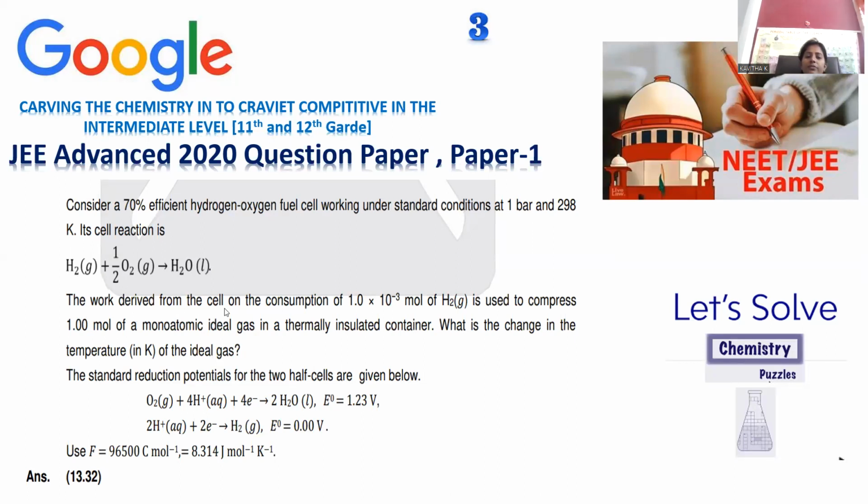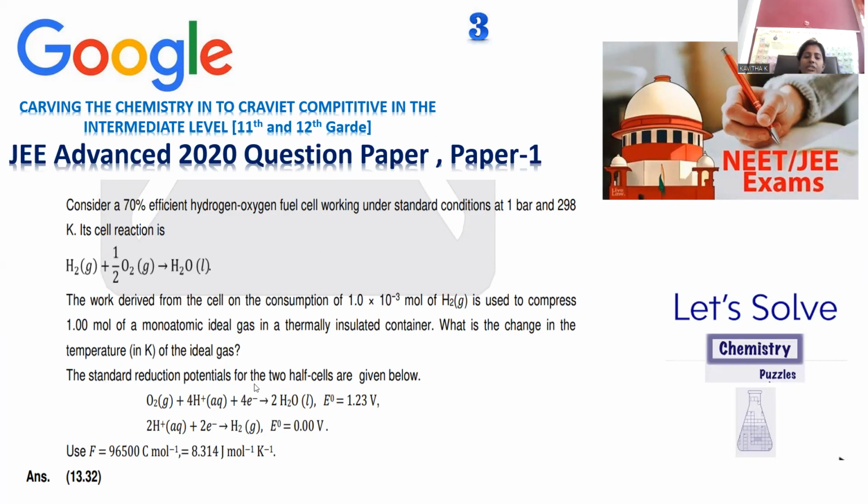The work derived from the cell on the consumption of 1.0 × 10^-3 moles of hydrogen gas is used to compress 1 mole of a monatomic ideal gas in a thermally insulated container. What is the change in the temperature of the ideal gas? The change in temperature, delta T, is to be determined.